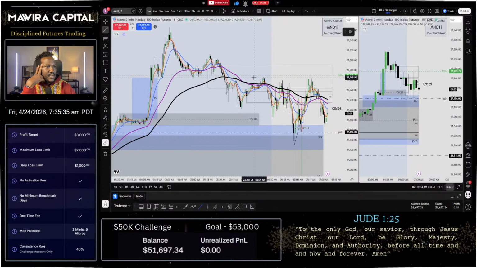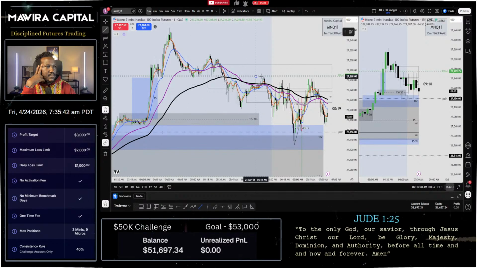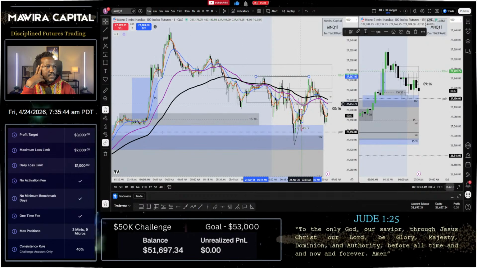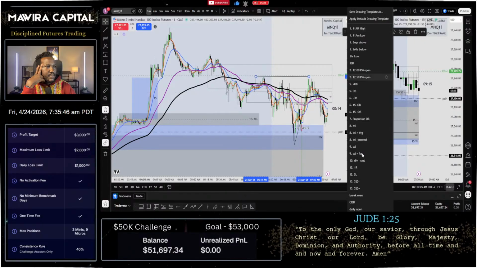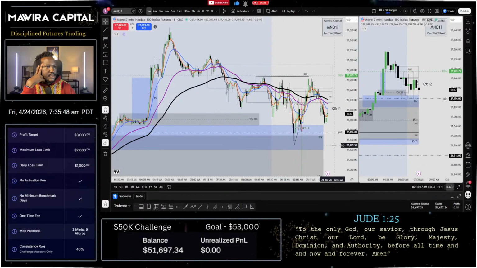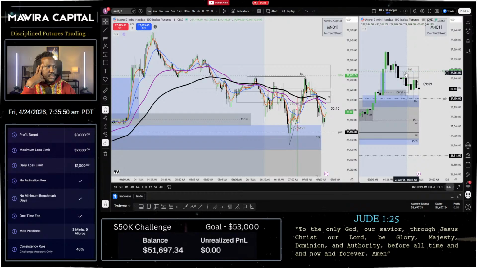This is a straight line, y'all. Buy side. BSL right there.